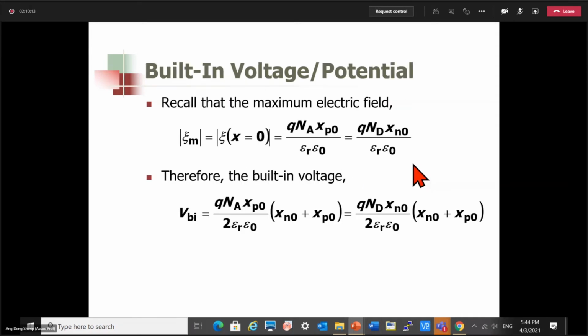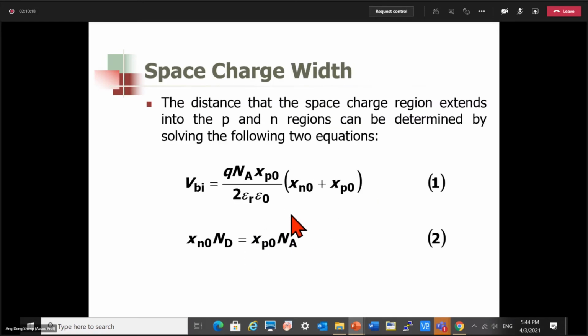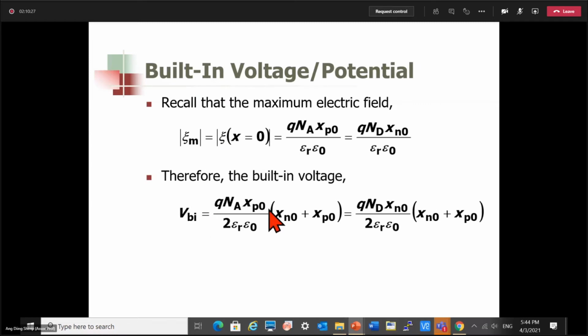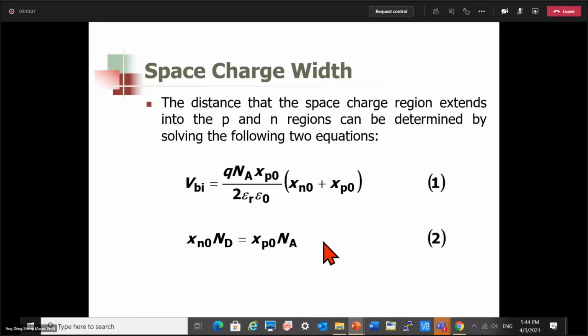Okay, you can choose either one of these to use. Now, we need another equation to find xn0 and xp0 because one equation alone cannot help you solve two unknowns, right? And you cannot use these two equations to solve xn0, xp0, right? Because these two equations are not independent equations. So we need a second independent equation to help us solve xn0 and xp0. And this second independent equation can be obtained from the space charge neutrality equation.